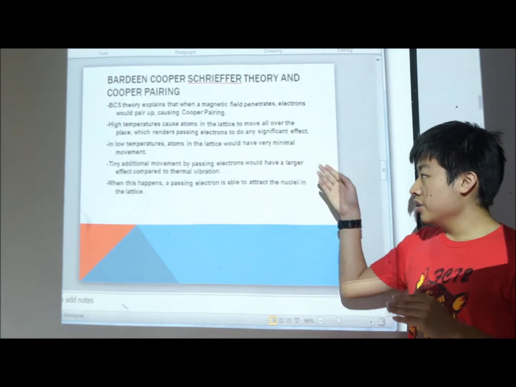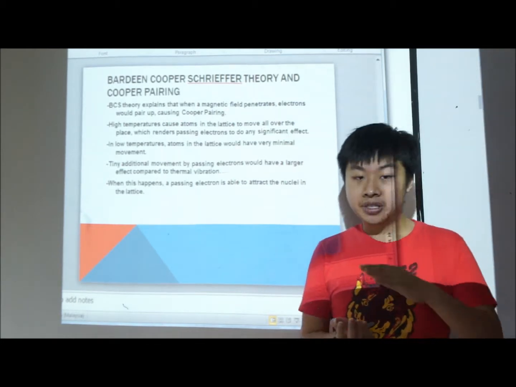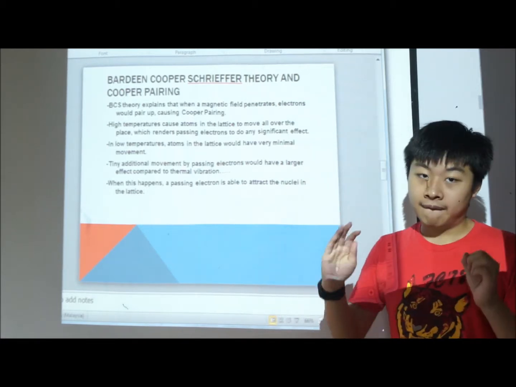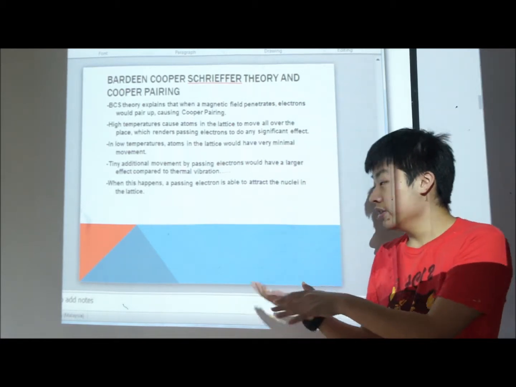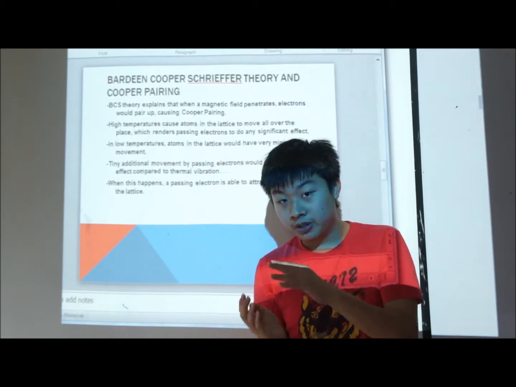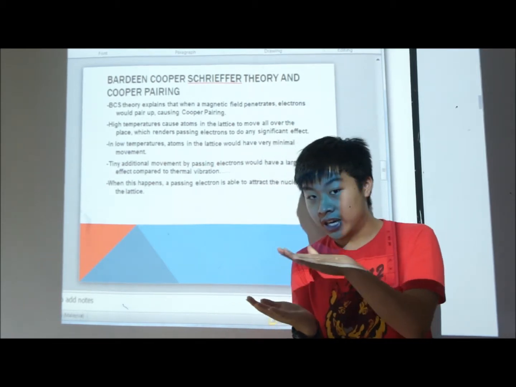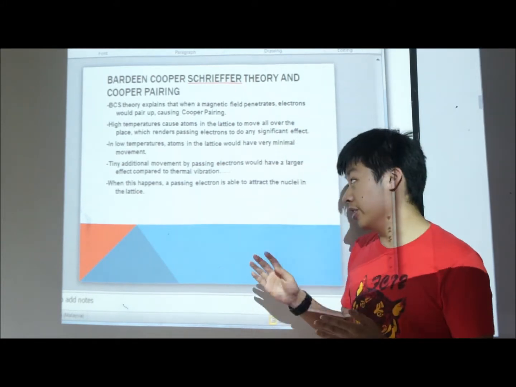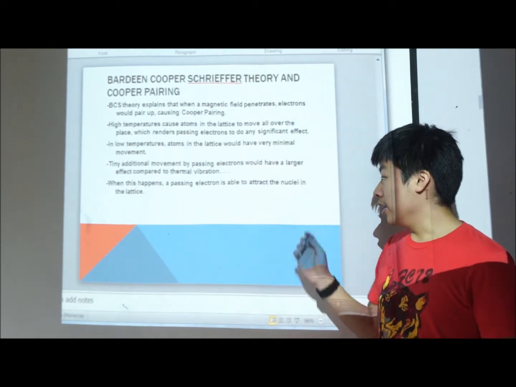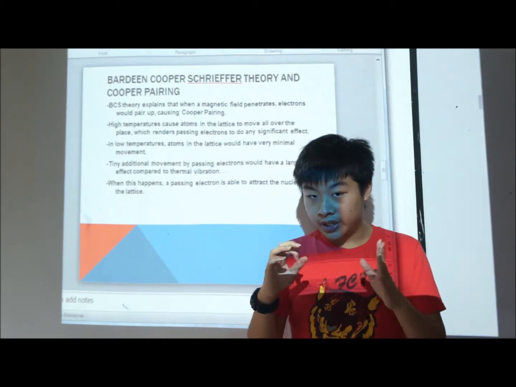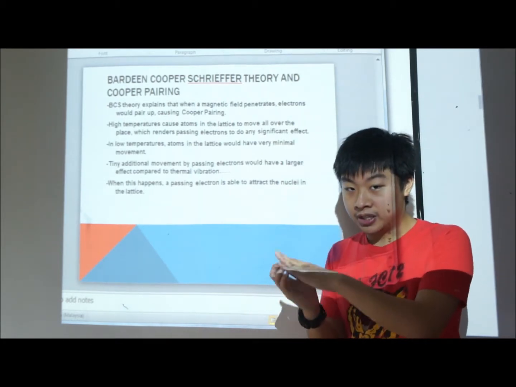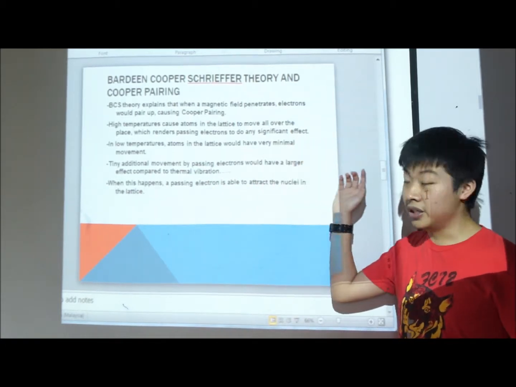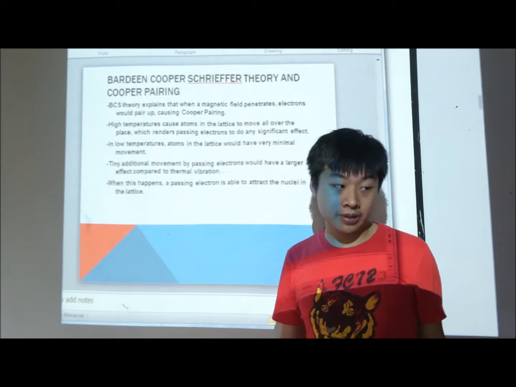In lower temperatures, the lattice will have minimal thermal vibrations. With this minimal thermal vibration, the movement of the electrons can have more effect on the lattice than the thermal vibration itself. When this effect happens, it causes the atoms to attract electrons towards each other. Later on, we'll explain how this actually happens.